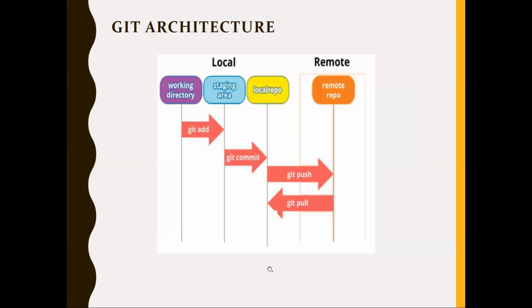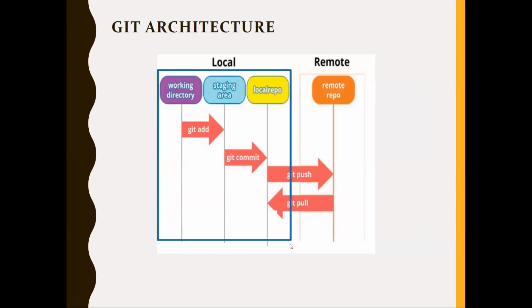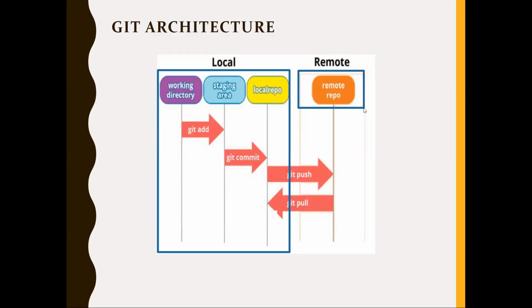And now let's talk about the architecture of Git in particular. We have discussed the architecture of distributed version control systems in general. Now look at this architecture in particular. See here, like we discussed, this is the local repository, and this is the remote repository, right?